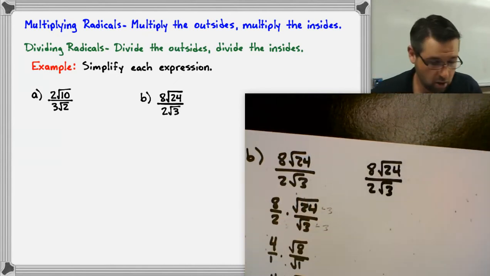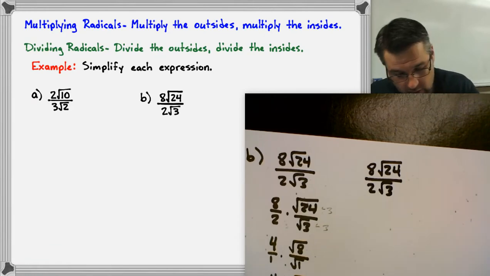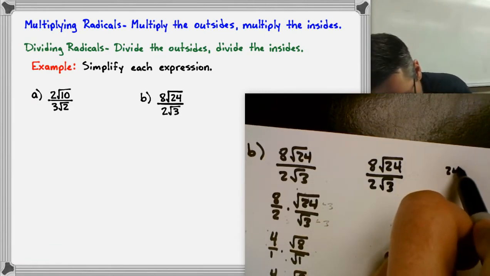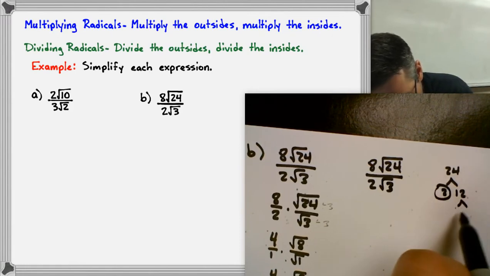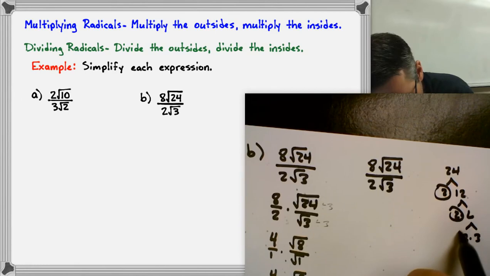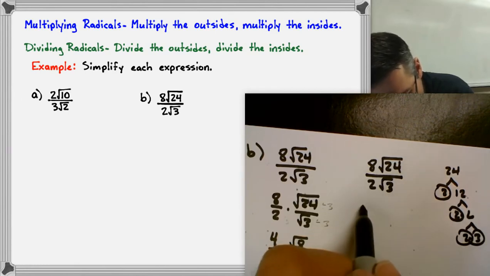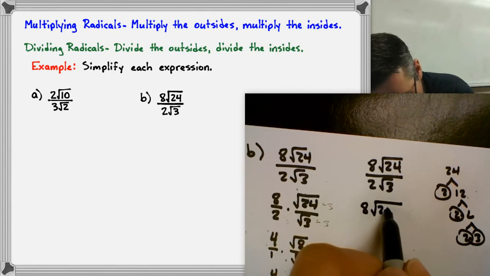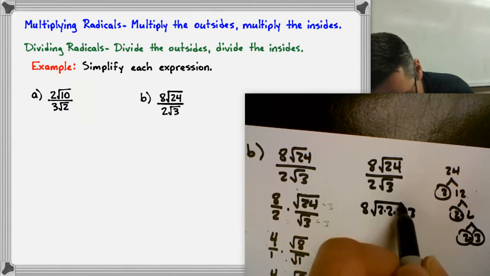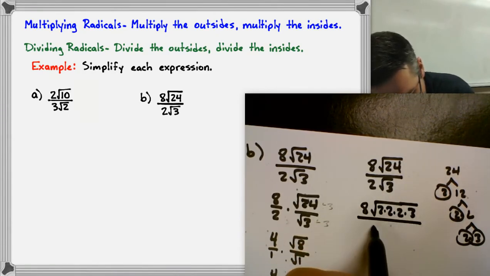That 24, we can simplify that radical. 24 factors to 2 times 12, 2 is prime, 2 times 6, 2 is prime, and 2 times 3. 2 and 3 are both prime. So the top becomes 8 radical 2 times 2 times 2 times 3 all over 2 radical 3.